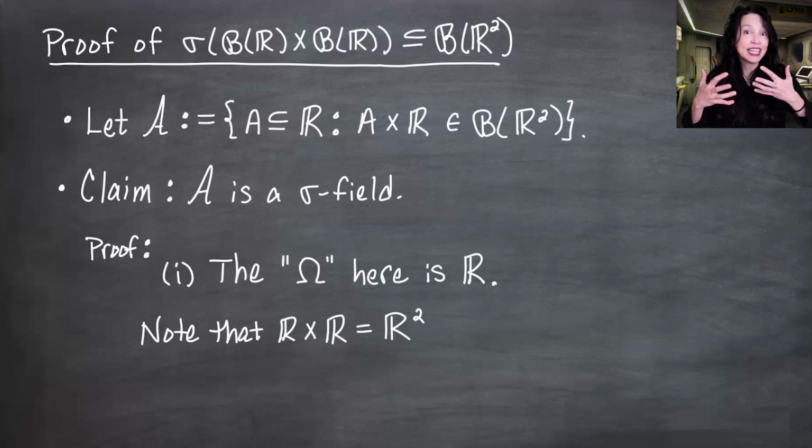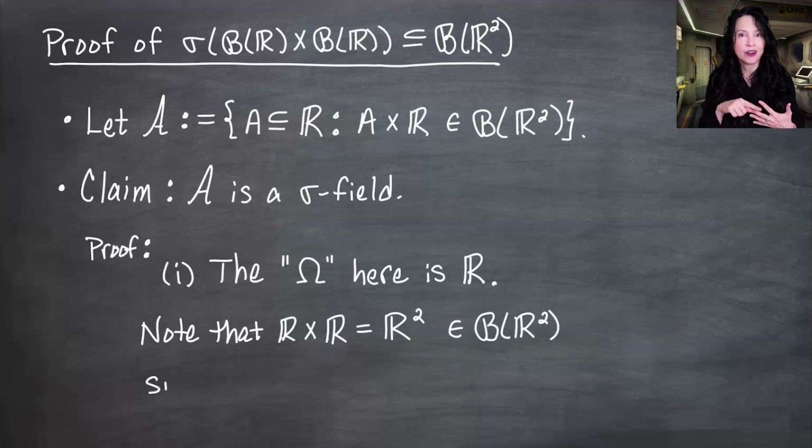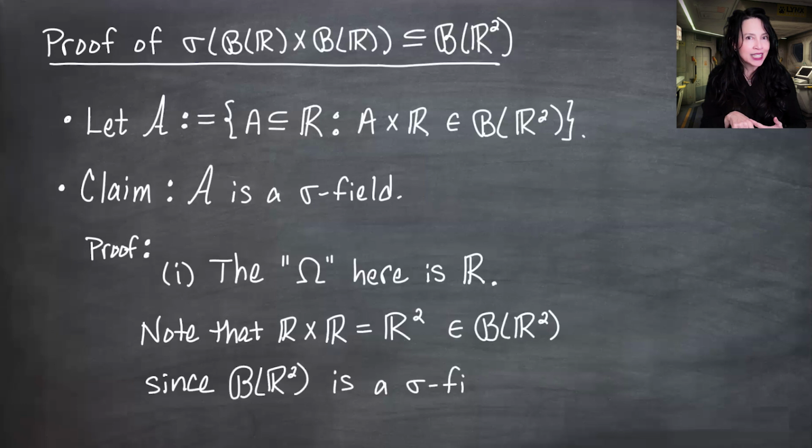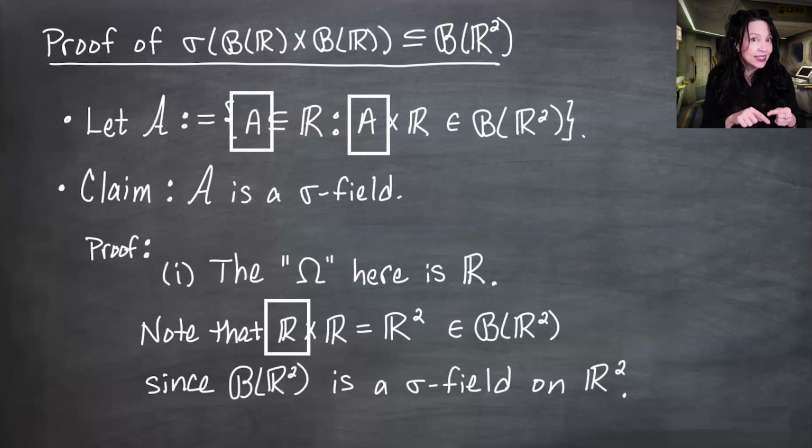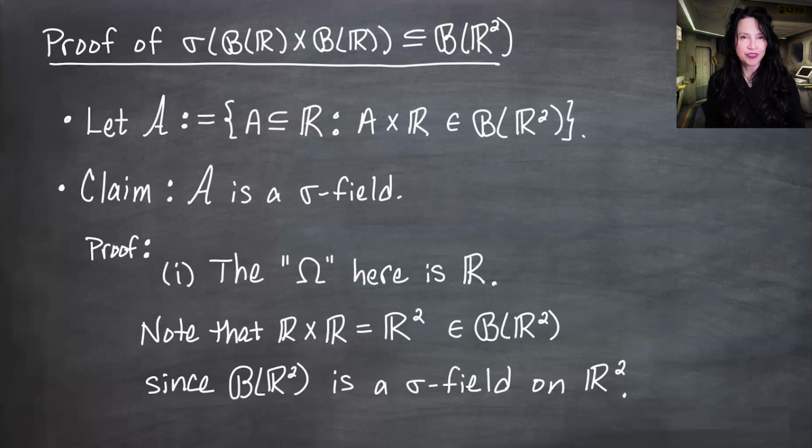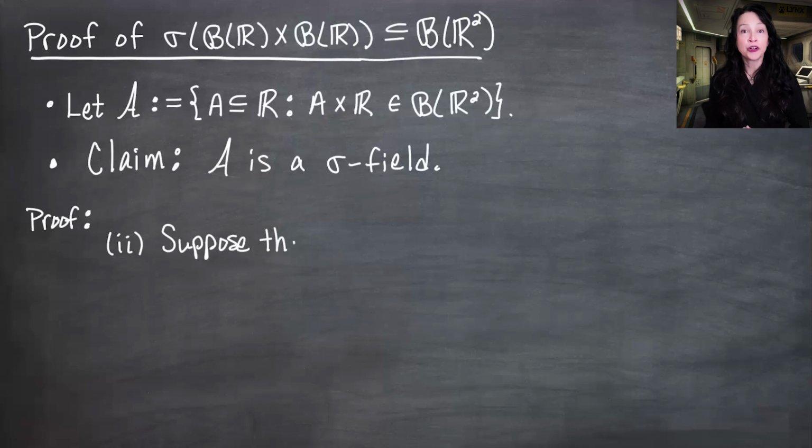So it has to contain its omega, which is R². So R cross R, which is R², is definitely in the Borel sets on R². And that means that the real line is included in curly A. So we've got part 1 of the definition of a sigma field. Now let's show that curly A is closed under complements.